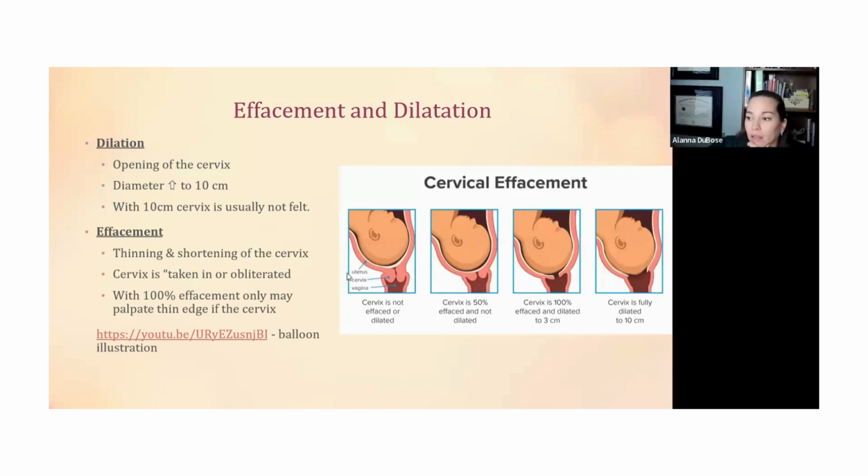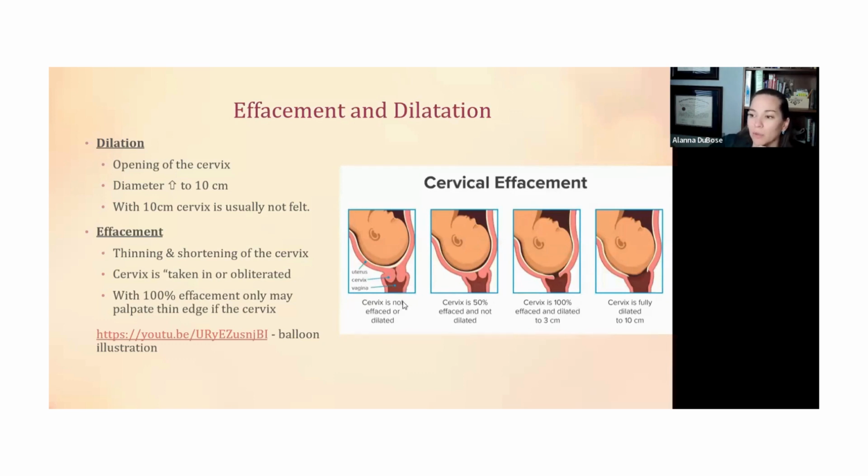And then effacement, like we mentioned, is the shortening and thinning of the cervix. It's sometimes referred to as the cervix being taken in or obliterated. The cervix just dissolves into the sides of the uterus as it's allowing the baby to come down through the pelvis.